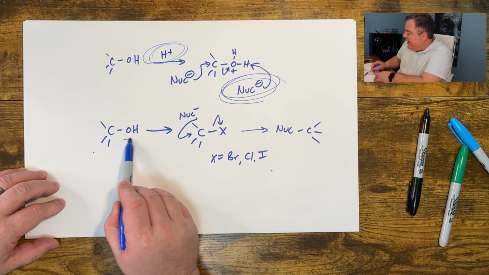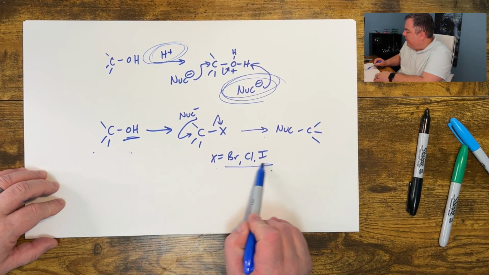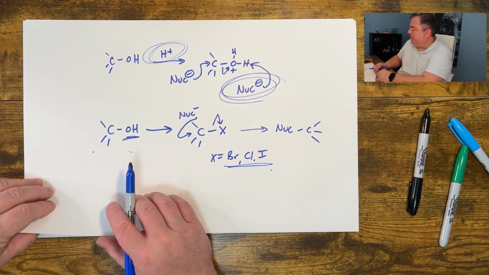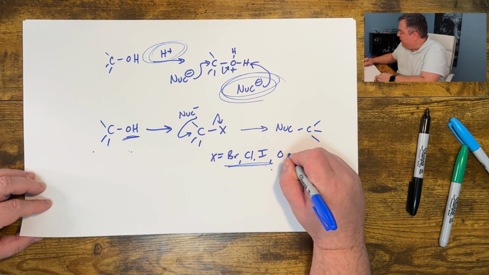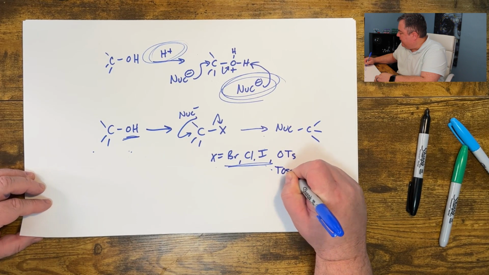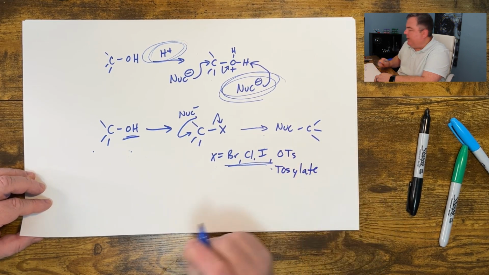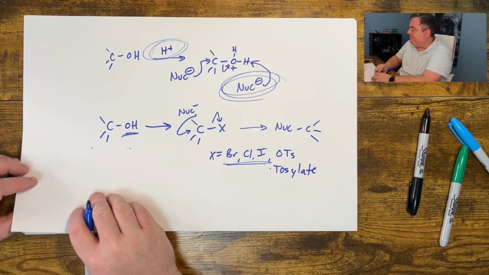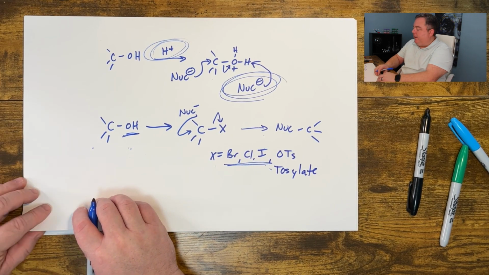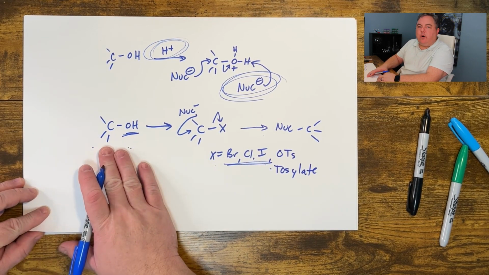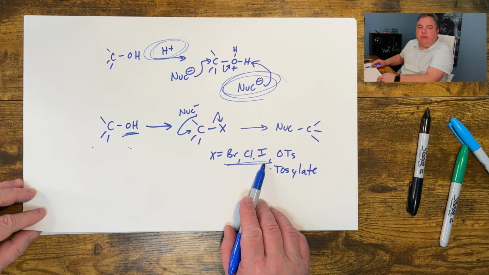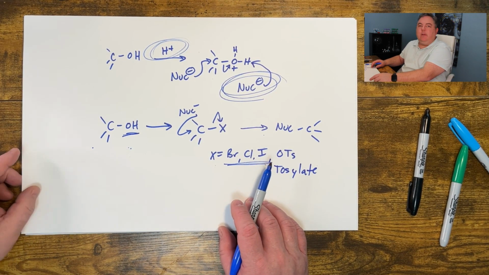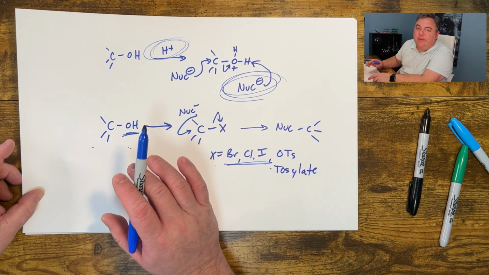So let's learn how to turn OH into a good leaving group like one of these. There's one more I'm going to throw in there. We can also turn it into a tosylate. And we'll explain what that is in just a moment. So it depends on what kind of alcohol you're dealing with, what reagents you use to turn it into these different compounds. So here's a chart that you'll just need to learn.